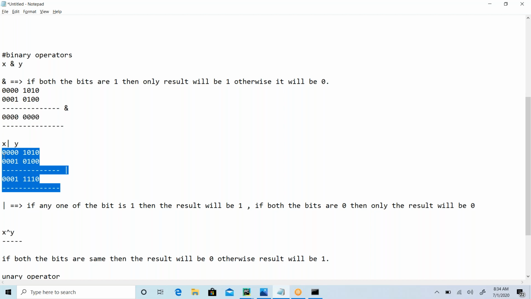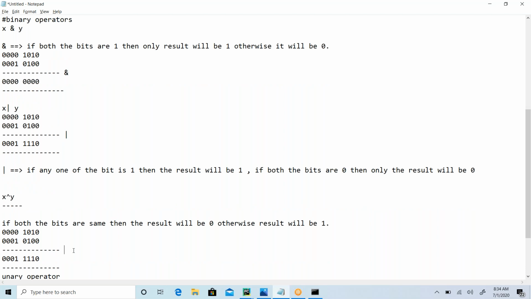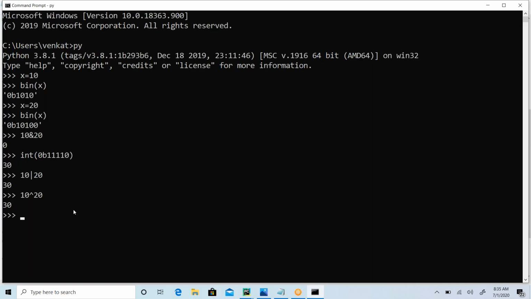Now the same thing if you apply. If you apply this exclusive OR, as I said, if both the bits are the same, then it will be 0, right? 0 and 0. And if the bits are different, 0 exclusive OR 1, it's going to be 1. 1 0 is going to be 1. 1 1 is 0. If both the bits are 0, then both are the same, right? Even here it is going to give you the same number, 10 exclusive OR 20.